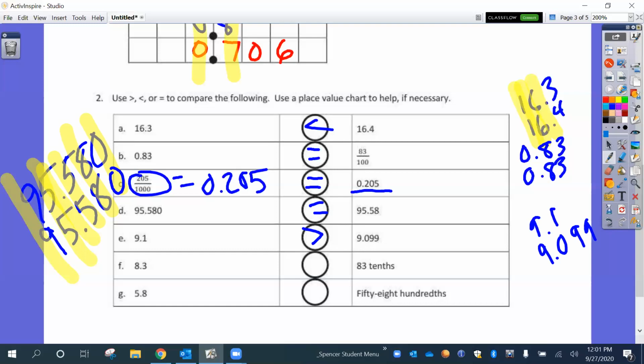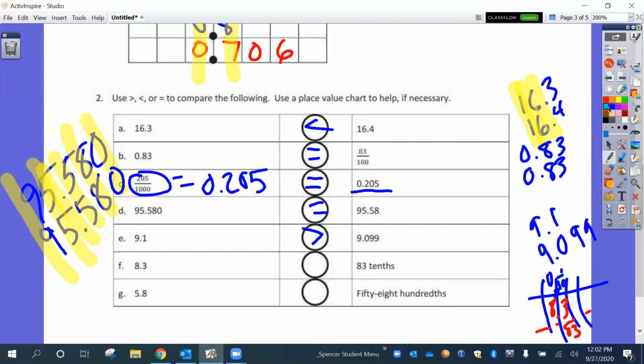All right. 8 and 3/10 versus 83 tenths. This one, we might need to think about our place value chart for. So let's quickly draw ourselves a place value chart. I'm putting the decimal here, so this is tenths right next to it, and ones. I'll leave the other places blank because it looks like we're only dealing with tenths. 8.3 was our first number we're comparing, and the other one had 83 in the tenths place.